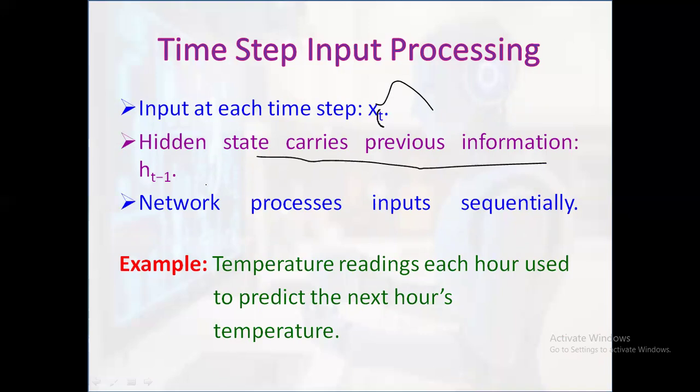Here, t means this will consider the t minus 1 previous state. The hidden state from the previous time step acts as memory, carrying contextual information forward so that past inputs influence current processing. And the network processes input sequentially. It means the RNN processes inputs one time step at a time in a sequential manner, ensuring that order and temporal structure are preserved. The example is temperature readings each hour used to predict the next hour's temperature.